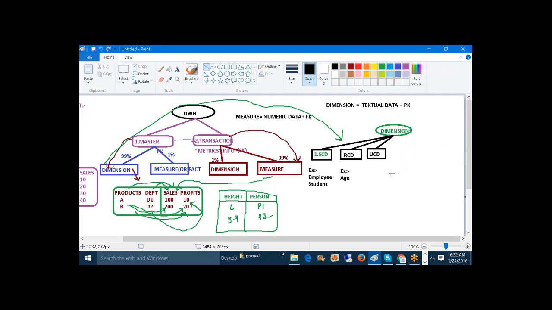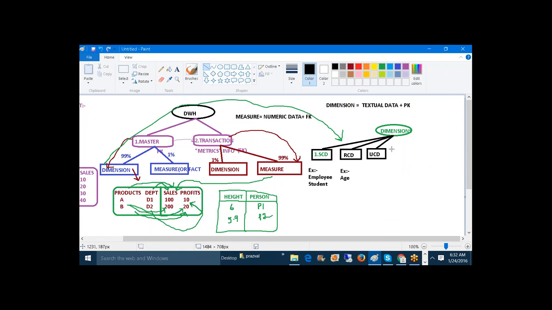So what are the examples? Gender is the best example, because gender cannot change, and the date of birth is the best example, which cannot change, and even the traffic signals. The traffic signals are also good examples for the UCD.